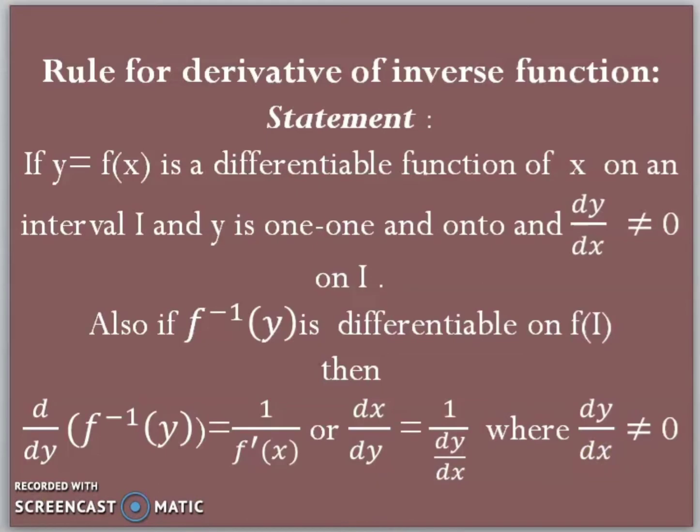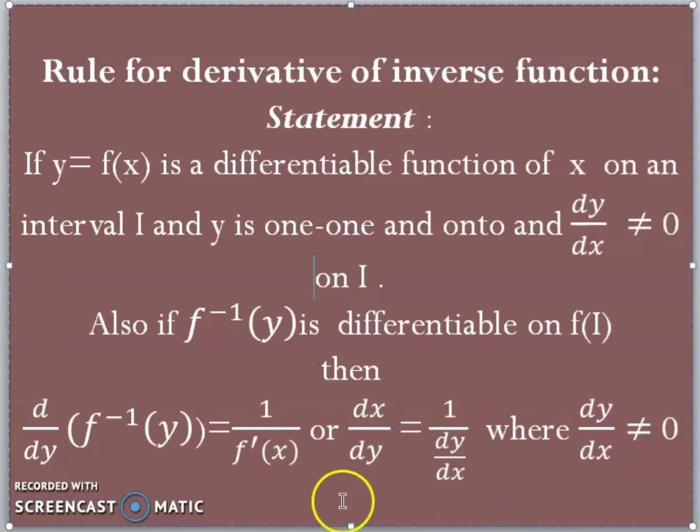So if the four conditions hold: y equal to f(x) is a differentiable function of x, that means dy by dx exists; y is 1 to 1 and onto, that means f inverse(y) exists; dy by dx is not equal to 0; and f inverse(y) is differentiable on I, then d by dy of f inverse(y) is 1 upon f dash(x), or dx by dy is 1 upon dy by dx. So this is the statement.